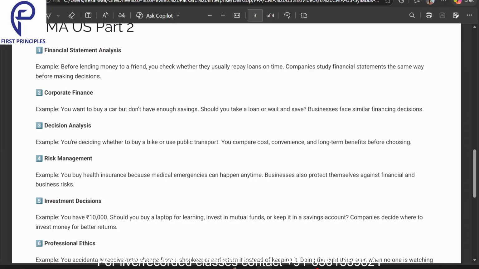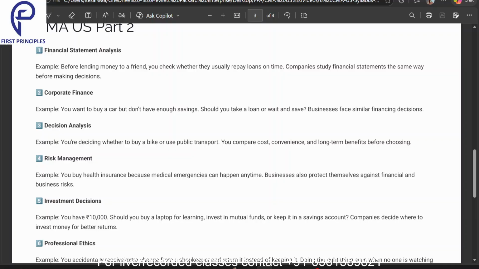Coming to section D, which is the fourth section. In this we study risk management. Whether a company wants to protect itself against financial or business risk, or any kind of external risk, they will study it under risk management.